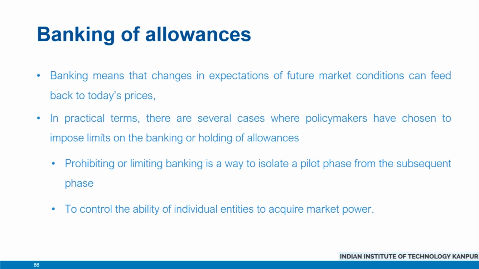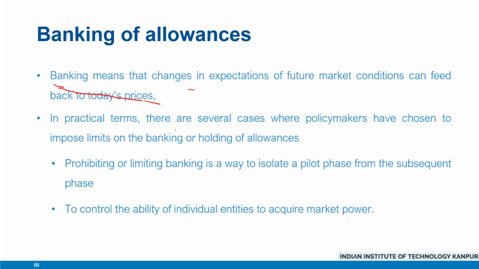Also, another challenge is that while allowing banking can reduce volatility, there are cases where it can lead to adverse outcomes. For example, in particular, banking means that changes in expectations of future market conditions can feed back to today's prices and thereby alter the value of banked allowances. This is a desirable outcome if future caps are credible and policy signals are clear, but it can also create excess volatility in cases where there is a lack of certainty on future policies. And this is more likely to emerge in cases where there is an oversupply of allowances in the present, and so the primary driver of allowance demand is for future compliance.